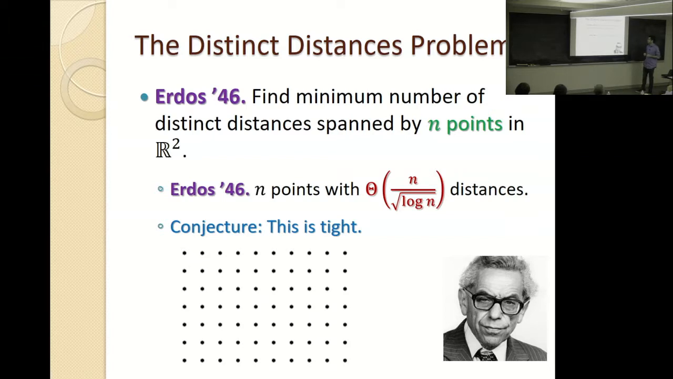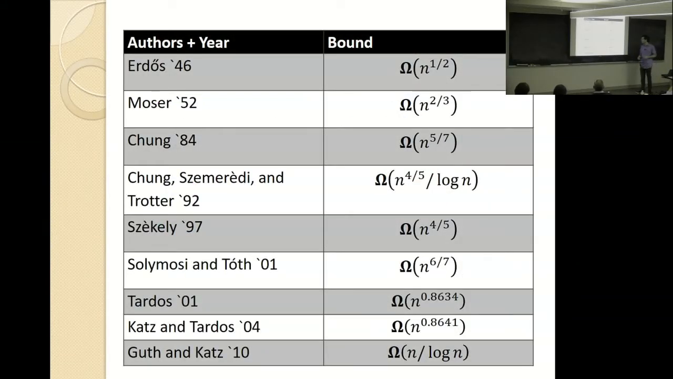Okay, so that was the simpler part, I guess. How do you show that this is tight? You need to show that every set of n points in the plane determines at least this number of distances. This turned out to be a lot more complicated. A lot of people worked on this. There was constant progress showing every set of n points in the plane has at least this number of distinct distances. You can see a lot of interesting people worked on this problem.